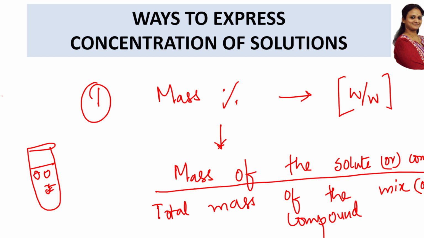So mass of solute is 10. Solution is 100. 100 is cancelled, and I get 10 grams. This is the answer. So mass percentage of water is 10. That is what I asked: mass percentage of the particular solution. It is 10 grams. Easy. This is nothing but weight by weight.